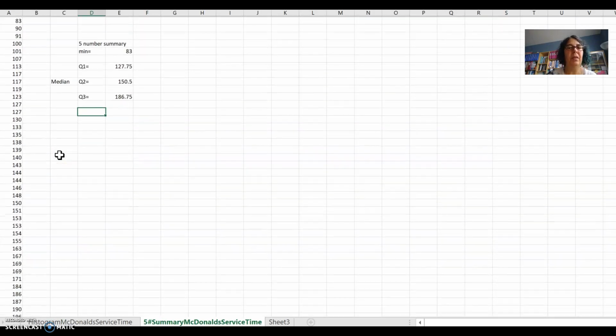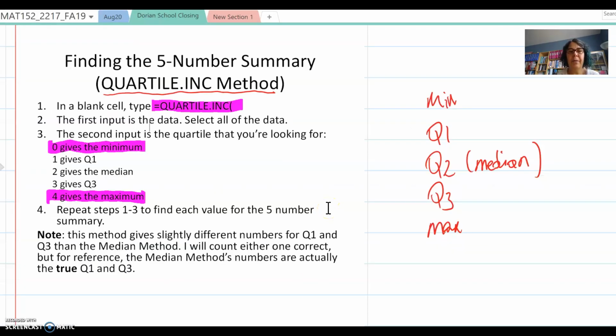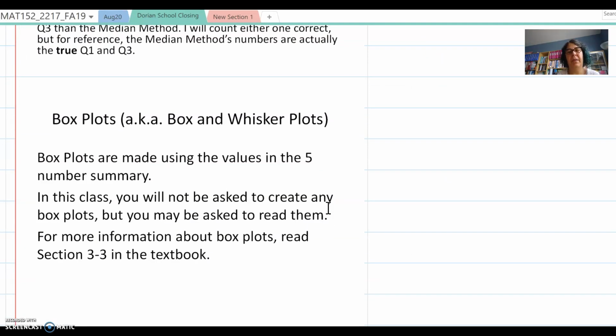Maximum is at the bottom of the data, 3.8. All right. So that's the 5-number summary. If we talk about the 5-number summary, we are talking about a box plot, doing a box plot of the data. That will be our useful visual to go to.